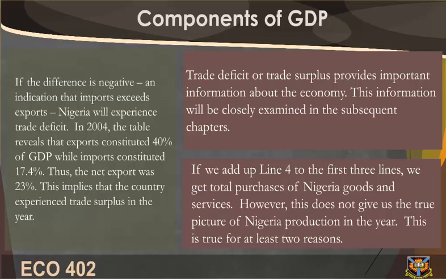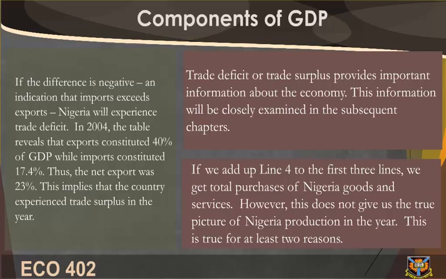Thus, the net export was 23%. This implies that the country experienced trade surplus in the year. Trade deficit or trade surplus provides important information about the economy. This information will be closely examined in the subsequent chapters.